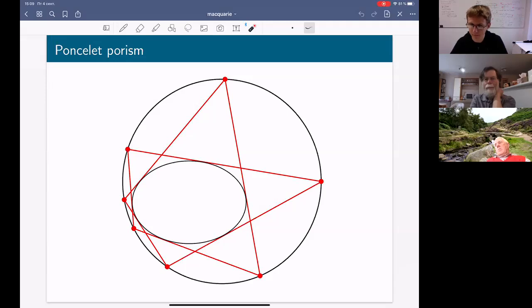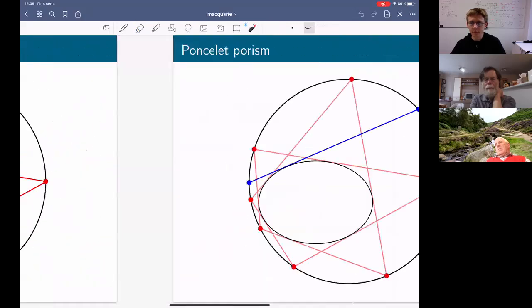This is a very special case. One can imagine that we were very lucky in this drawing to get a closed polygon. In general, if we play that game of inscribing a polygonal line in one conic and circumscribing it about the other one, such a polygonal line will never become closed. So this is just a very special case.